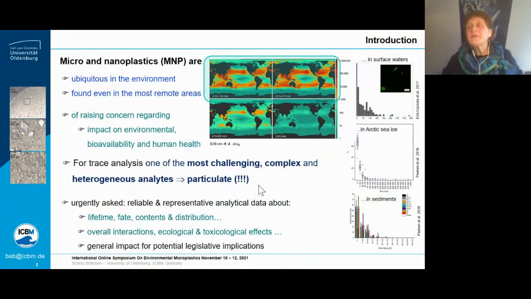So first of all, a lot of things are already said, so I don't want to summarize everything on this slide. I hope you can see my mouse. Yes, that is good. And we all recognize that microplastics and nanoplastics are ubiquitous and even found in remote areas. A lot of things are already said, so I here just want to point out that microplastics and nanoplastics are by far the most challenging, complex and heterogeneous analytes because they are heterogeneous on one side and they are particulates. So it's not as easy as any solvable analyte to be analyzed.